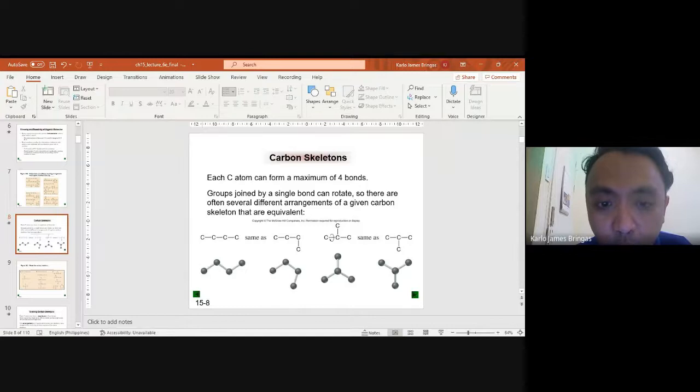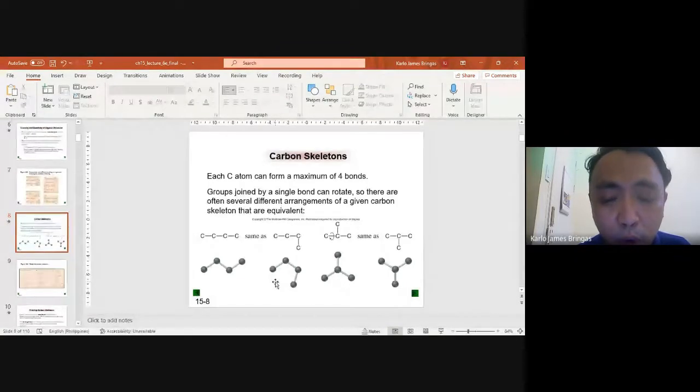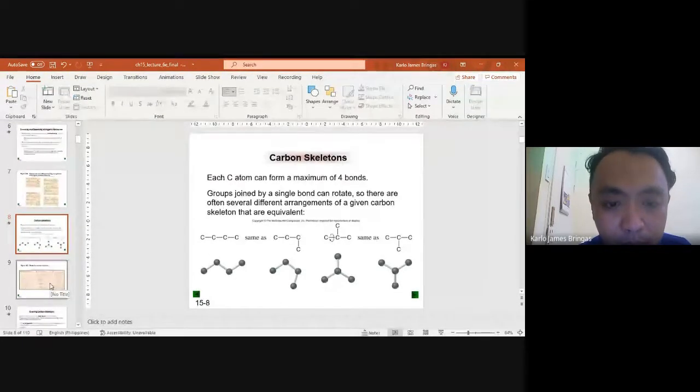So how they are drawn is not an indication that they are the same, but rather we just simply look at how the carbons are connected to one another. We can determine whether a particular organic compound is the same just by looking at the carbon skeletons.